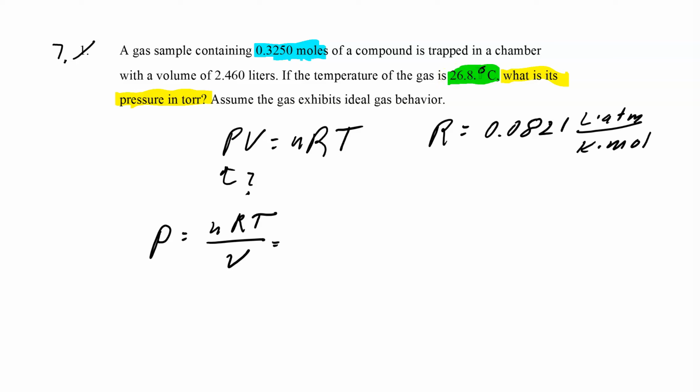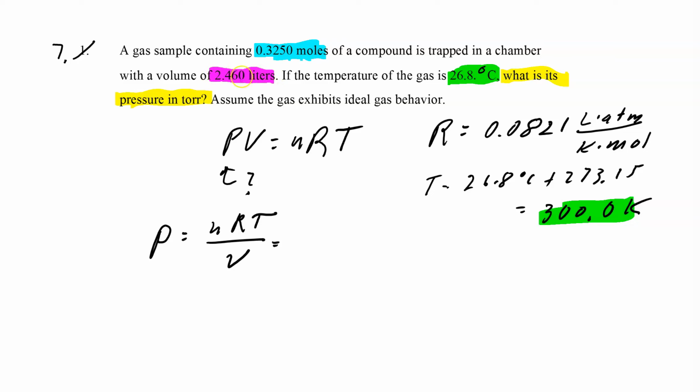Temperature is the problem. We're given degrees Celsius. We need Kelvin, so let's calculate our temperature here. T is going to be 26.8 degrees Celsius plus 273.15. Rounding to the correct number of decimal places, we get exactly 300.0 Kelvins. So this is the temperature we're going to use. And then our downstairs variable, volume, we do have the correct units here for liters.